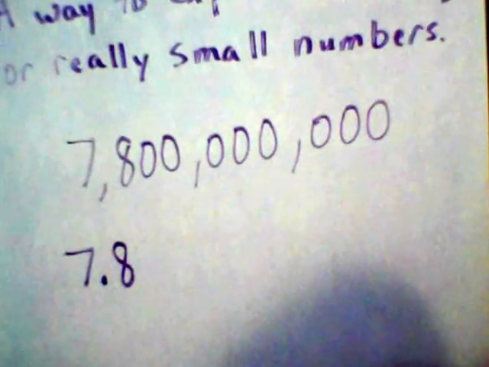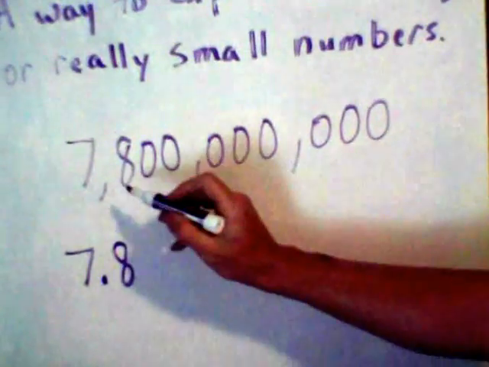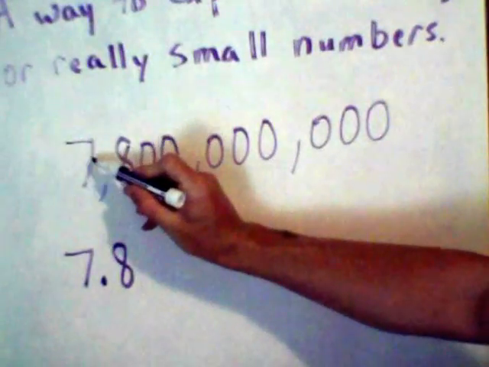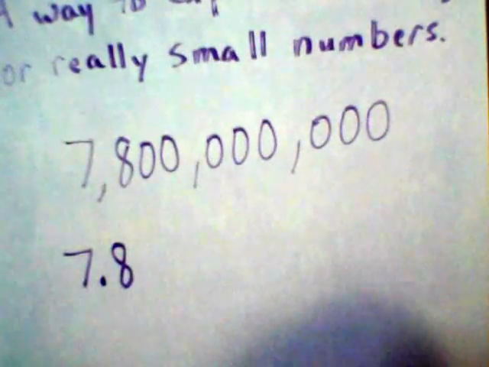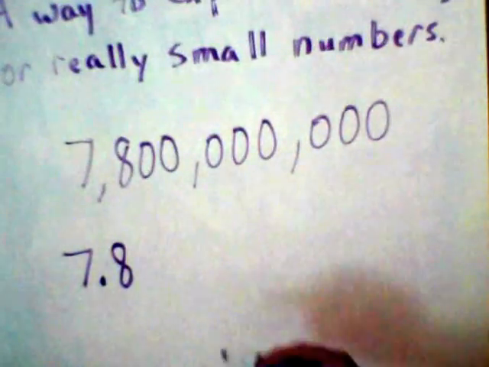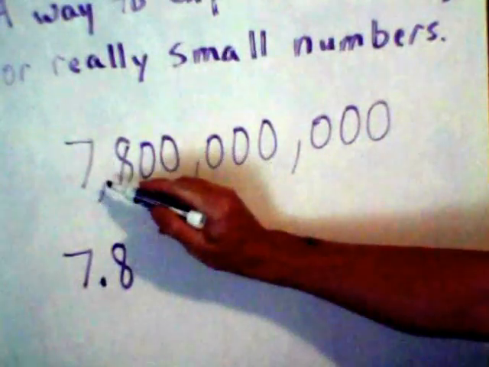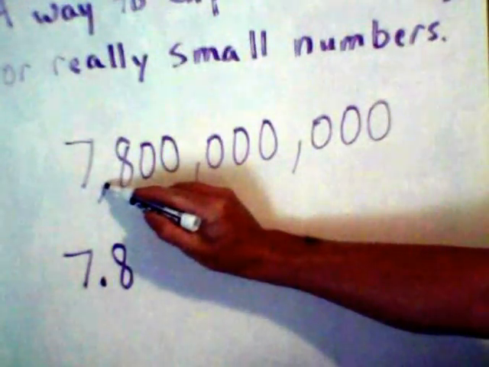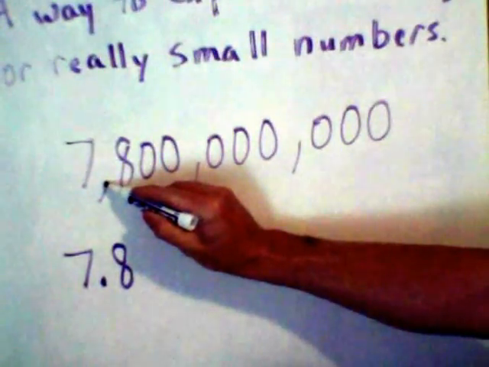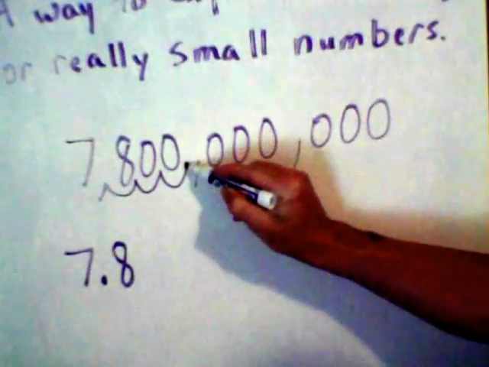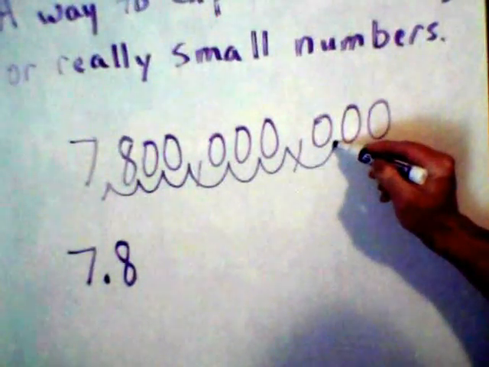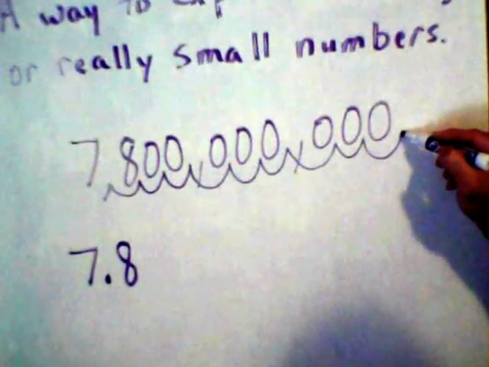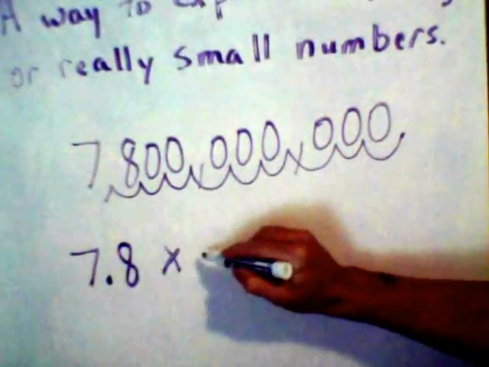I'm not changing anything, I'm not adding anything. I'm just looking at my first digit, and if that first digit falls between 1 and 10, I'm going to put the decimal to the right of it. Now, I put the decimal between the 7 and the 8, and I'm going to count the spaces all the way to the end. I'm going to go 1, 2, 3, 4, 5, 6, 7, 8, 9, and that's where the decimal would be. So I move my decimal 9 places.